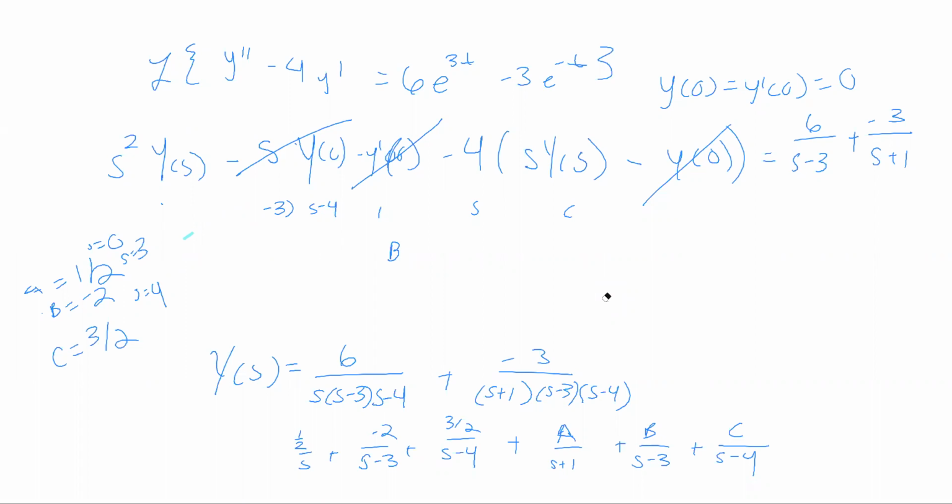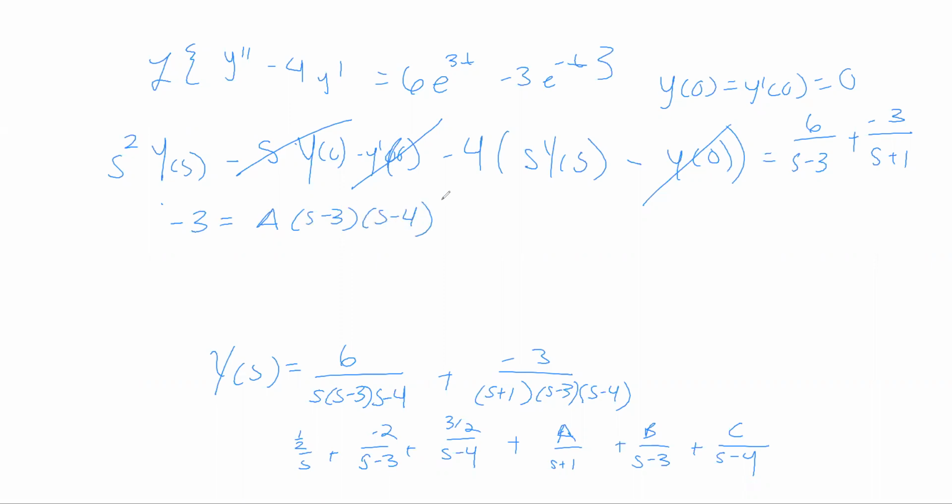Which means I end up with -3 is equal to A, S minus 3, S minus 4. Plus, did I move something? Oh, this should be S, not S minus 3. And this is why we go a little bit slower. So this can always happen. I did S minus 3 instead of S.